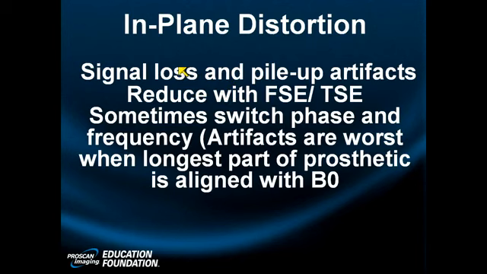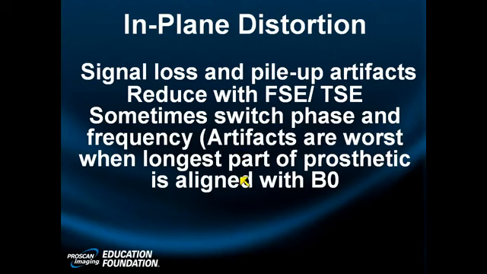You're going to have artifacts that are in plane, so-called in-plane distortion, where there's signal loss and what's called pile-up artifacts. This can be reduced with fast spin echo or turbo spin echo with long echo times. Sometimes it's helpful to simply switch phase and frequency.